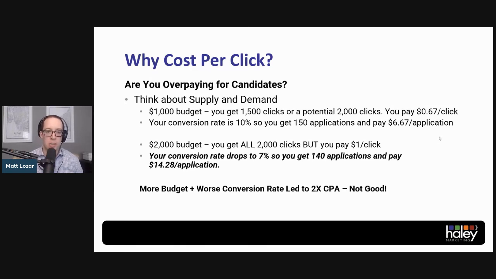So you increase your budget. You had no idea how many clicks you were going to get. You didn't know conversion rate was going to decrease. And you ended up paying way more for applications.